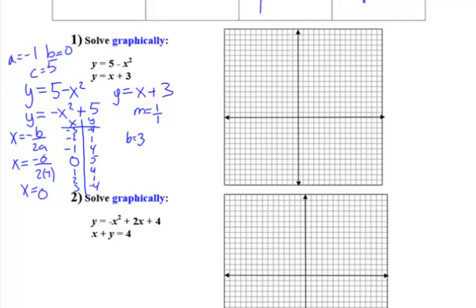I'm going a little quickly here. So as we graph, we go left 3, down 4. 1, 2, 3, 4. We're going to go left 2, up 1.